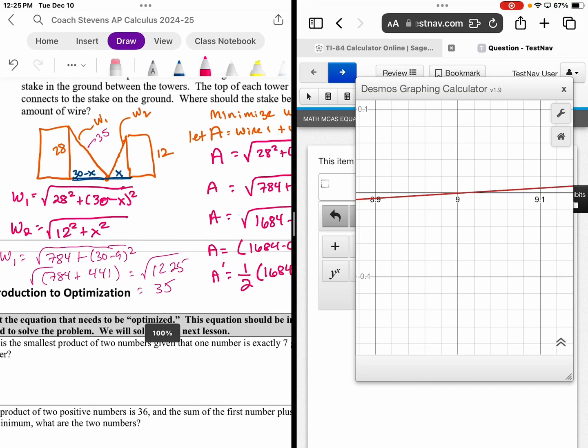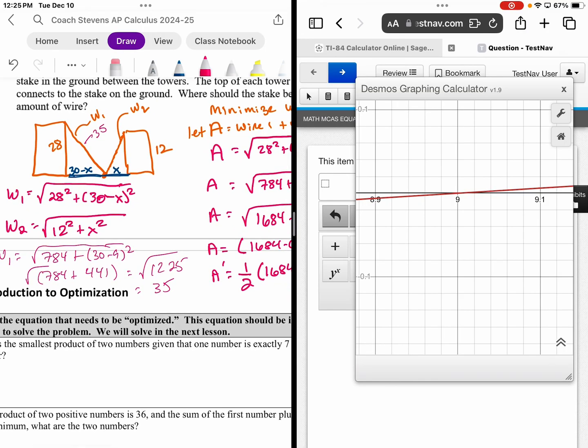All right, and then now I would go to the other side, and I know it's 9 by 12, so that means that's got to be 15. So the minimum amount of wire that I need is 50 feet. 50 feet would be the minimum. Okay.